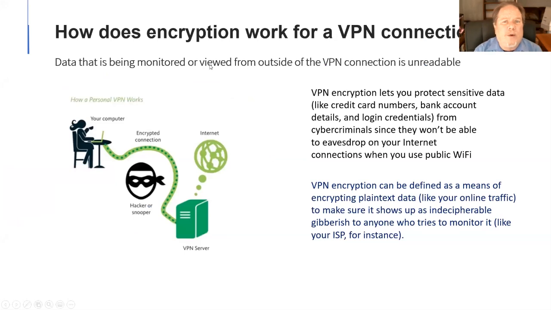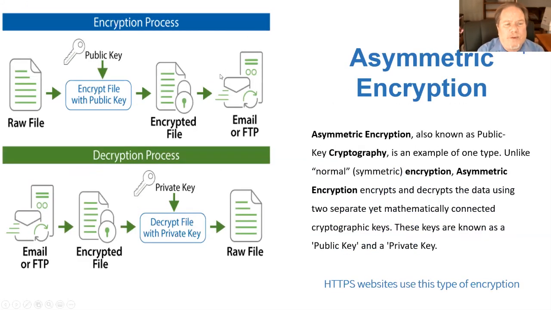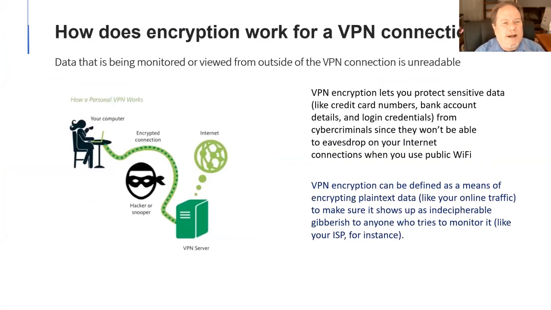So how does encryption work for a VPN connection? Those were several different kinds of encryption that you can use with files that you're storing or with files that are in motion. But how does it work when you use a VPN connection, for example, to get to the internet and you want to know that all of your internet activity is secured from prying eyes?